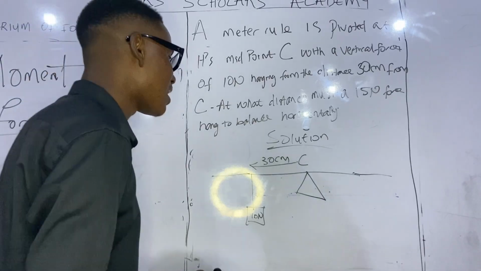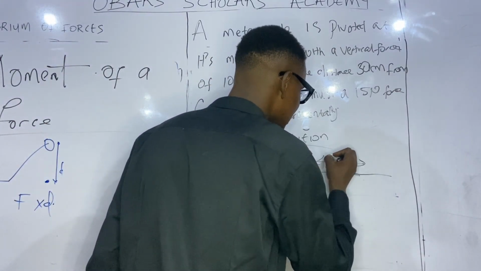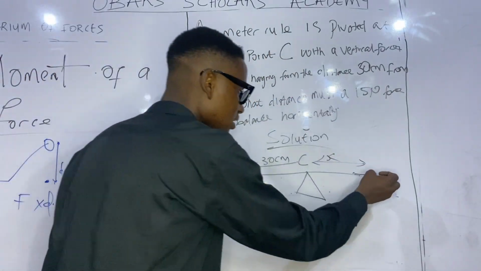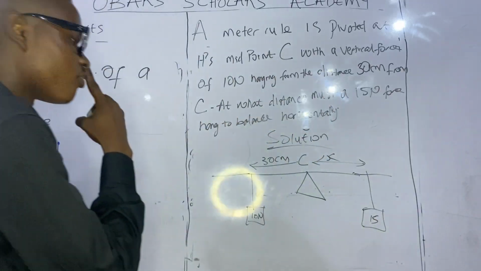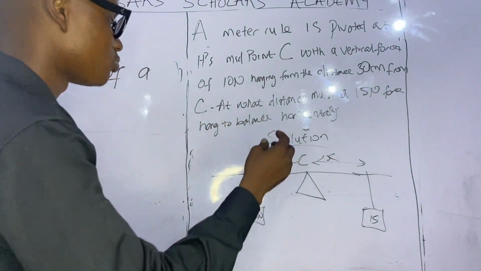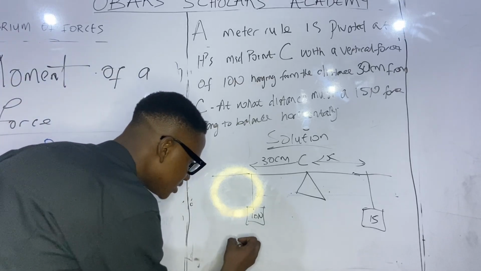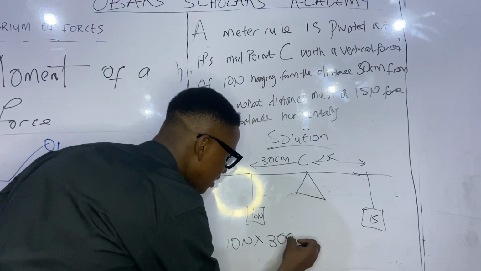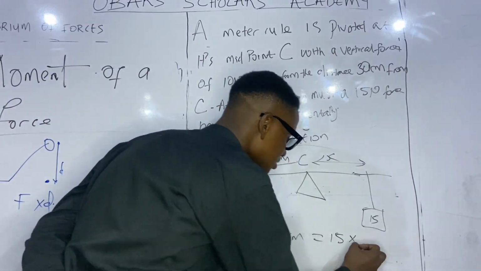So how do we do that? Let's call the distance from here to here x. Of course, we don't know where we'll put it, but now we shall put the 15 Newton somewhere here. So the sum of clockwise moments is equal to the sum of anti-clockwise moments. That is 10 Newton times 30 centimeter will be equal to 15 times the distance.